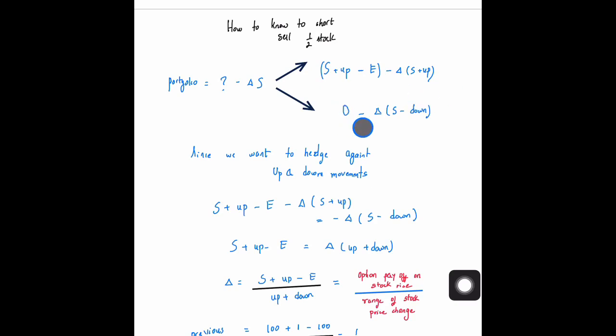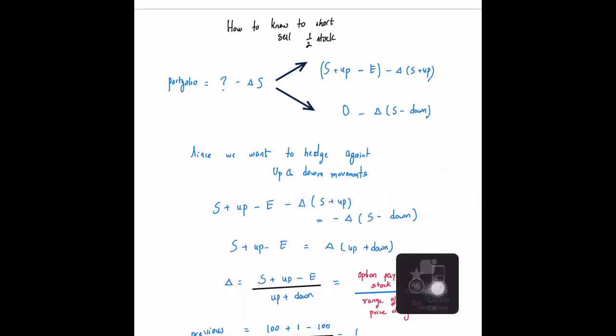We put these two equal to each other, and what we have is an unknown delta. Everything else we know in the problem: S up, E, S and down. We can solve for delta, and delta comes out to be equal to the option payoff on a stock rise divided by the range of the stock price changes. So there are two things that delta depends upon: the range, which is the volatility I have been telling you about, and the option payoff on the strike price. So this is how you are going to evaluate the value of delta.